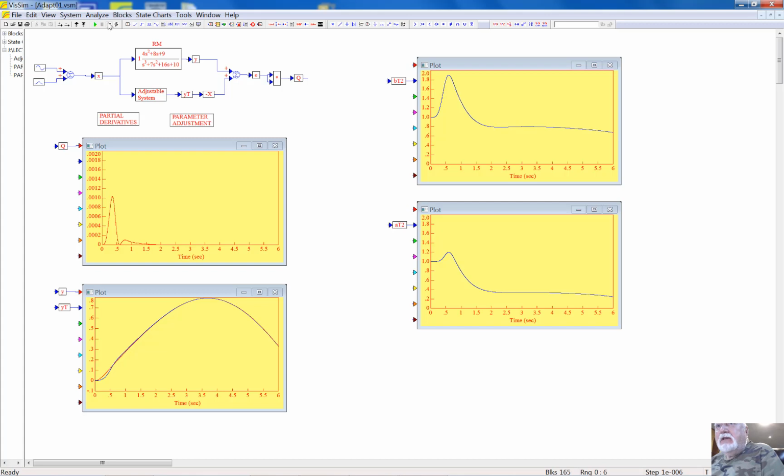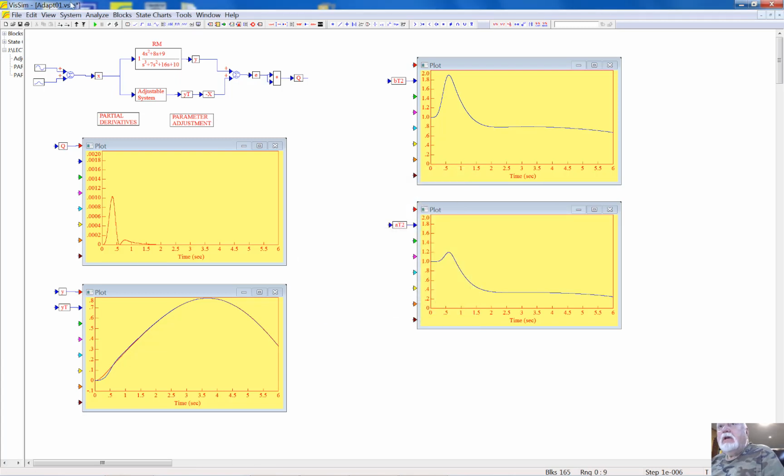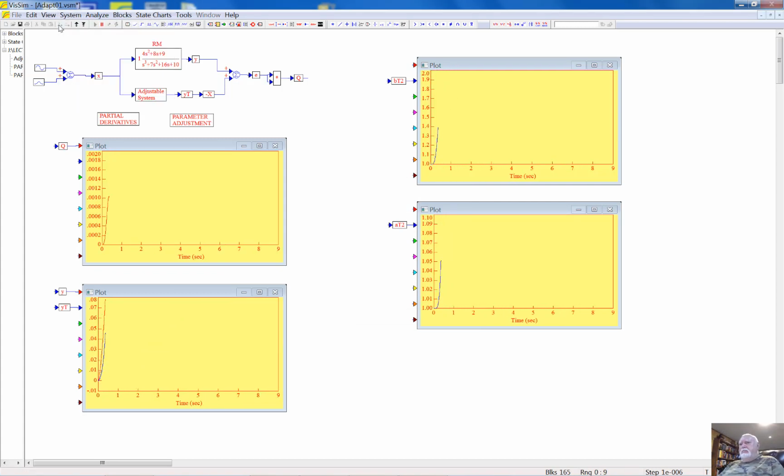You know what I will do? I will add simulation time to the system. I will run the simulation for a longer time, in system properties, and I will run it for 9 seconds. Simulate and go. I want to make a point. The criterion approaches 0 virtually. Time is still going on.